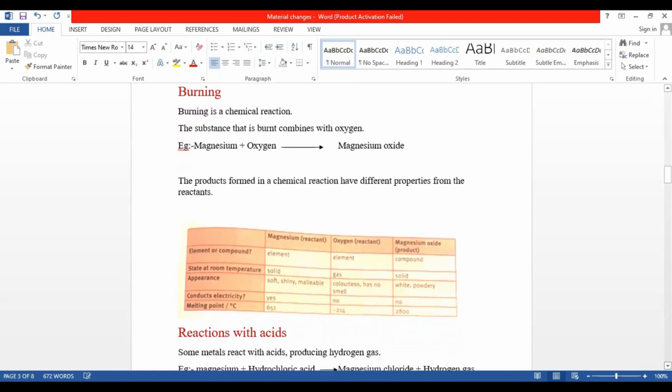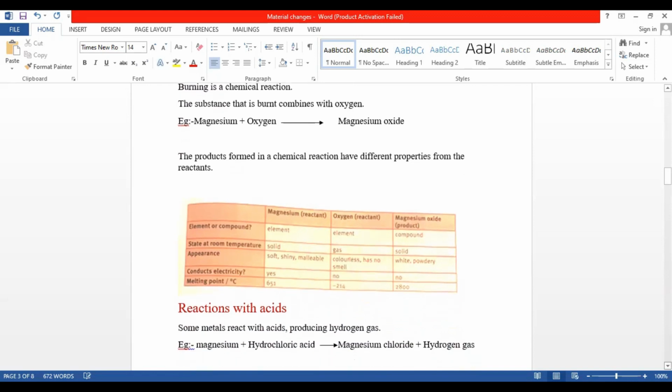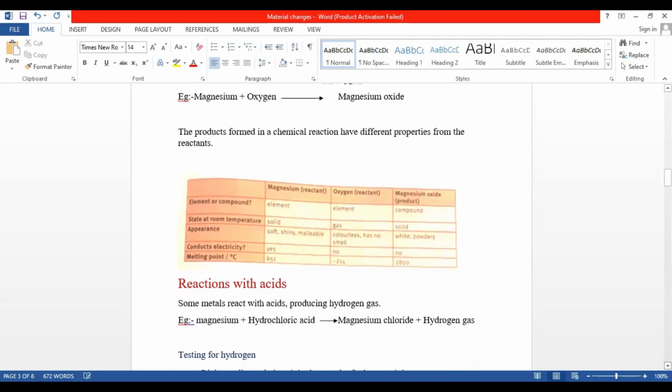Burning is a type of chemical reaction, a very fast reaction, and the substance that is burned combines with oxygen. Burning means the substances are combining with oxygen. Here the example given is magnesium combining with oxygen when it is burning, and it is forming magnesium oxide. Magnesium oxide is a white colored powder.